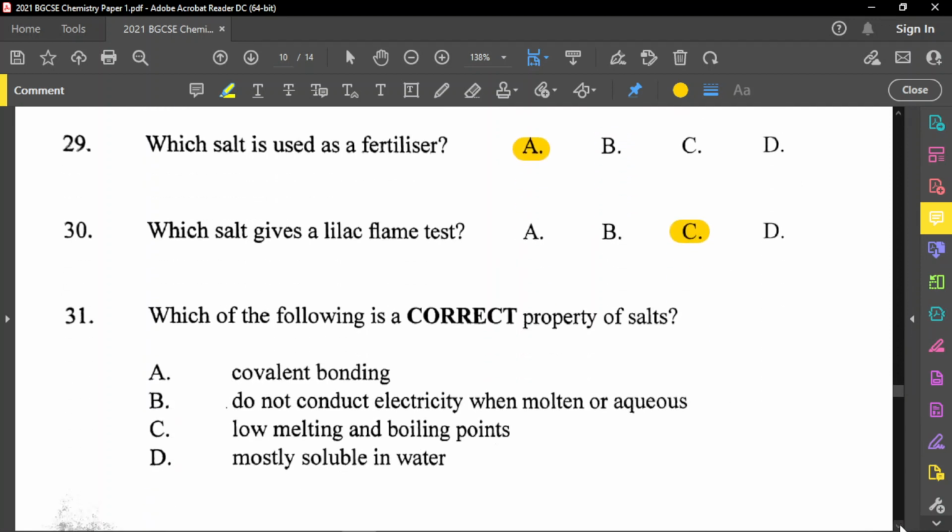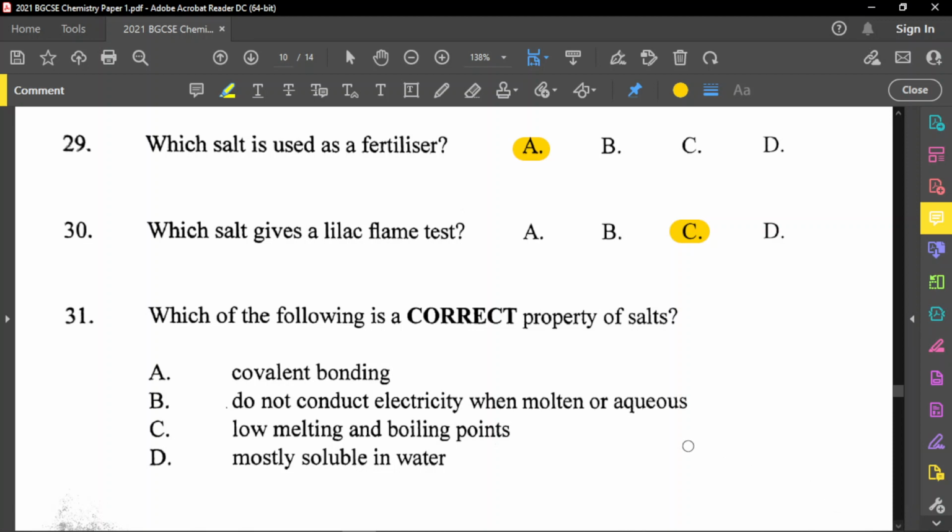All right, 31. It says which of the following is a correct property of salt? Is a salt a covalent bond? No, salts are generally, well, salt could be covalent bond, but not always. Generally salts are ionic compounds. You do have organic salts, but as we mentioned, salts are generally ionic substances. For example, magnesium sulfate or sodium chloride, which is an ionic compound.